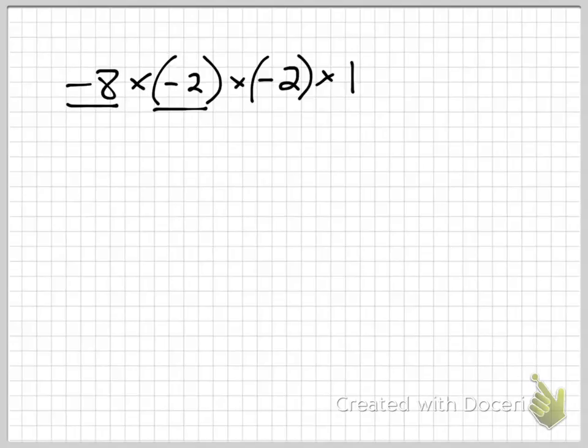Negative times a negative is a negative? No, I mean, it's 16. It's a positive 16, right? Negative 8 times negative 2 is a positive 16. Agreed? When I have positive 16 and I multiply it by a negative 2, what happens to it? It was a positive. It's a negative.